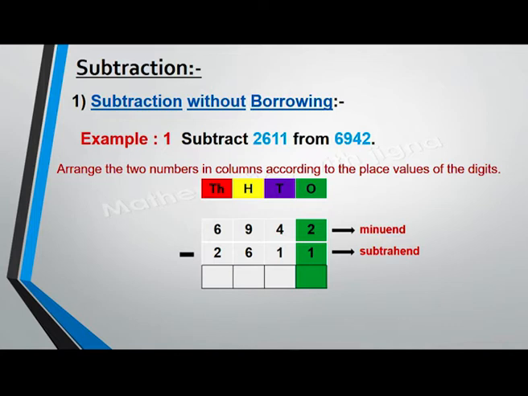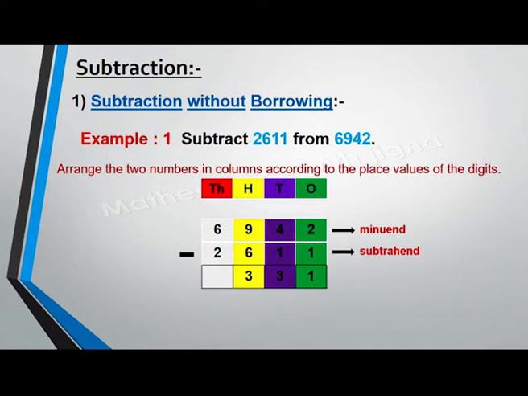Subtract 1 from 2 ones. We will get 1. So write 1 at the ones column. Then subtract the tens. Subtract 1 ten from 4 tens. We'll get 3 tens. So write 3 at the tens column. Now move to subtract the hundreds. Subtract 6 hundreds from 9 hundreds. We'll get 3. So write 3 at the hundreds column.